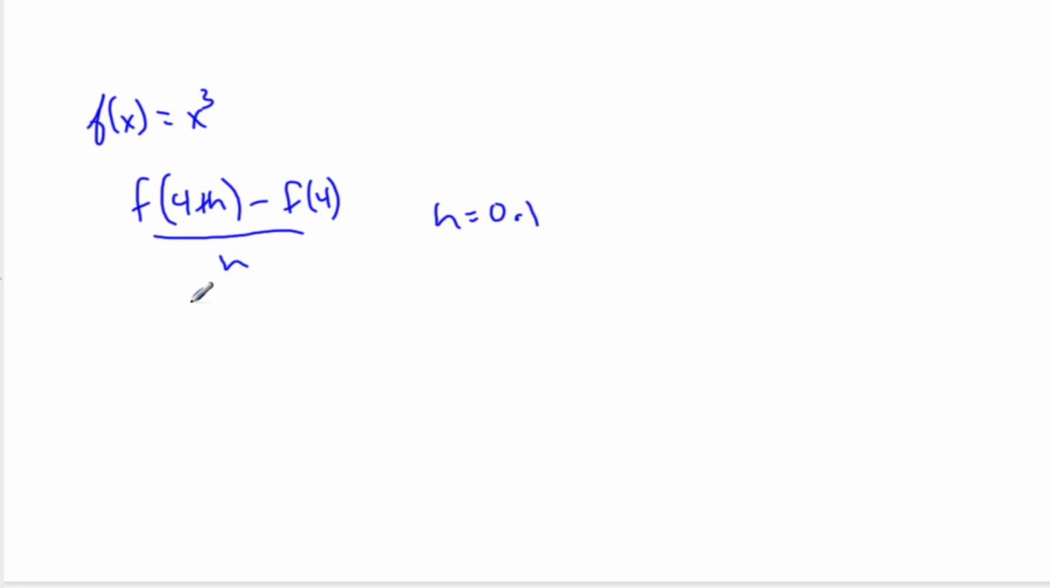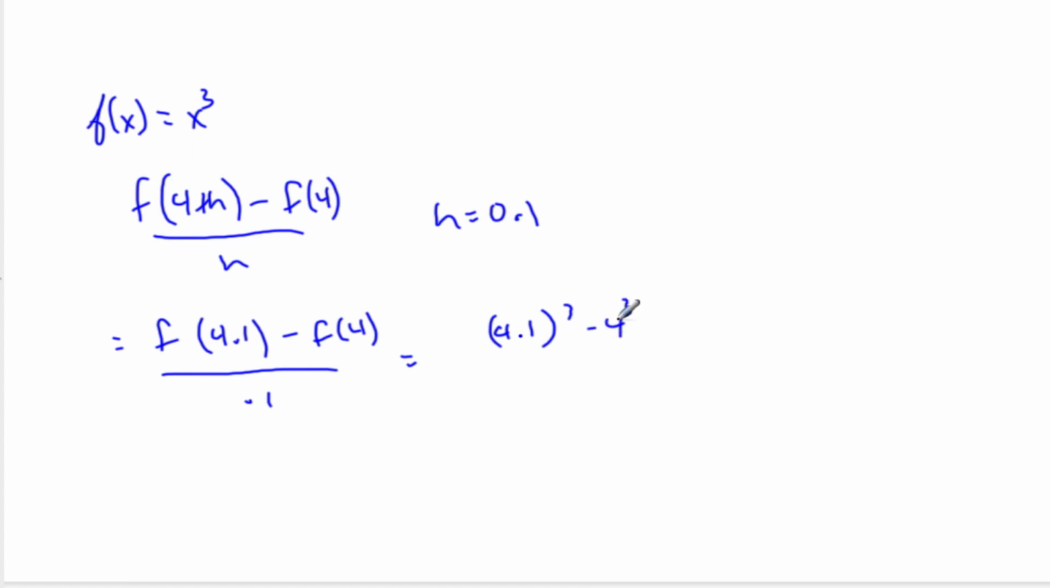Well, if I do this calculation, that's the same thing as saying f at 4.1 minus f at 4 over 0.1. And if I go 4.1 cubed minus 4 cubed over 0.1, I end up with a value of 48.921. And well, what this is calculating though is, let's consider this.